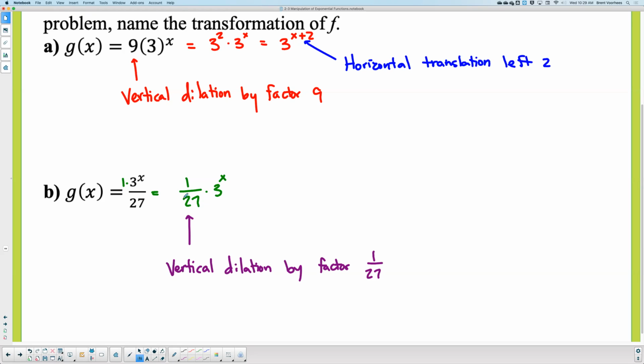If I wanted to rewrite 27 in terms of 3, how many factors of 3 does it take to get to 27? 3 times 9 is 27, but how many factors of 3? 3 times 3 times 3, how many 3's do we need? 3 times 3 is 9, times another 3 is 27. Okay, so here we go. That's the same thing as 1 over 3 cubed.